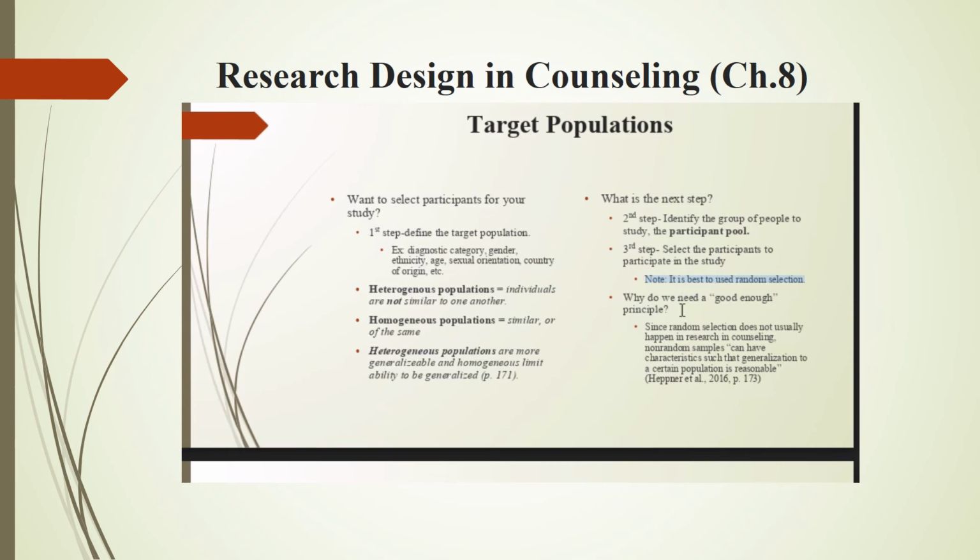So Heppner talks about the good enough principle, and it goes into detail on page 173 in the text, but just a brief overview. Since random selection does not usually happen in research in counseling, non-random samples can have characteristics such that generalization to a certain population is reasonable. So we're always shooting for getting as random as we can. But sometimes this good enough principle makes it to where it's still generalizable to the population and can still be good research.